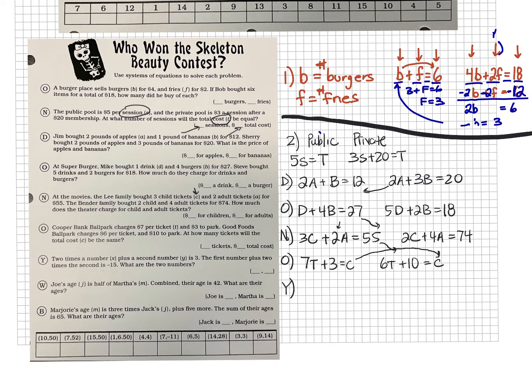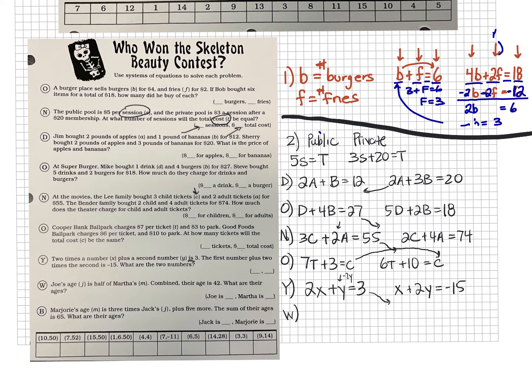Let's see, Y. 2 times a number x, 2x, plus a second number y, is, whenever you see is, that's equals, 3. The first number, x, plus 2 times the second number, plus 2y, is negative 15. What are the two numbers? All right, for this one, I'd probably use elimination. I'd put this underneath that one, and I would probably multiply it by negative 2 to make this negative 2y. So negative 4x minus 2y minus 6, so the y's cancel out, and then I would know what the x's were worth.